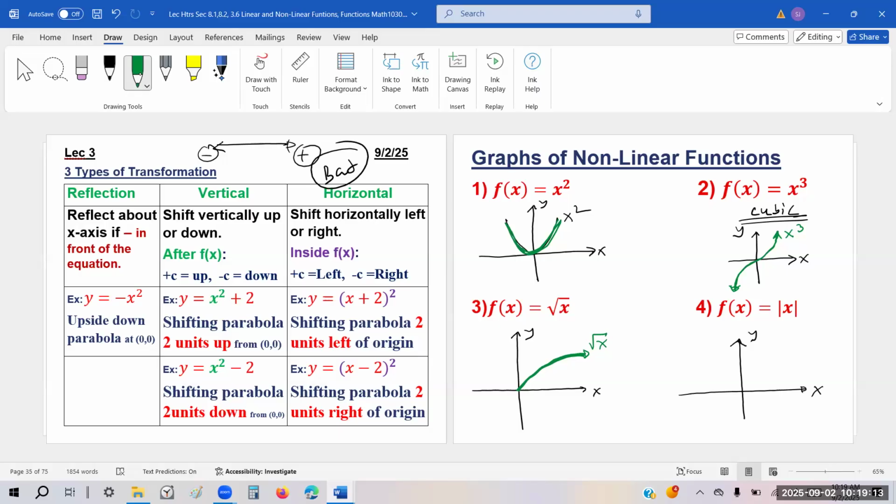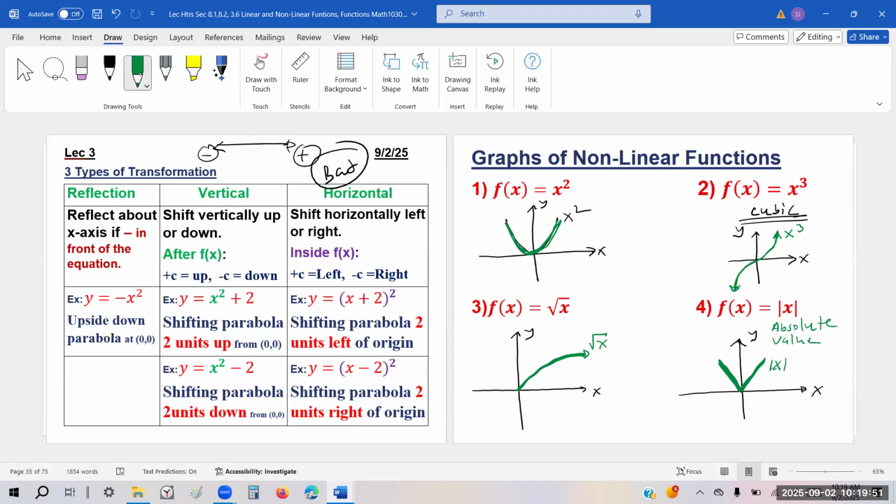Lastly, we call it the absolute value function. Do you know the shape of the absolute value function? Good job. It's a V, victory. It's a V at the origin. This is the absolute value function. So you must remember all four shapes. In the exam, there'll be at least one of these with transformation.